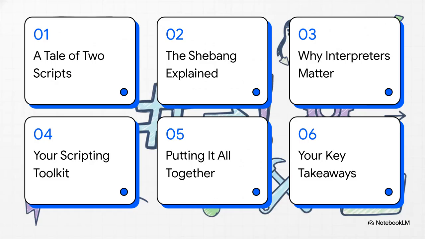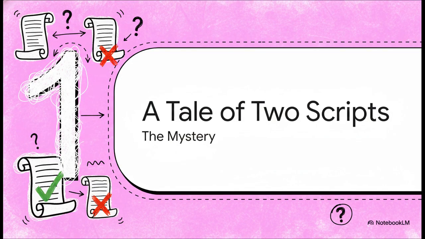Well, here's the plan. We'll start with our tale of two scripts. Then I'll introduce you to the hero of our story, the shebang. We'll talk about why interpreters matter, stock up your scripting toolkit with the essentials, put it all together in a real-world example, and then wrap up with the key takeaways. Sound good? Let's go.